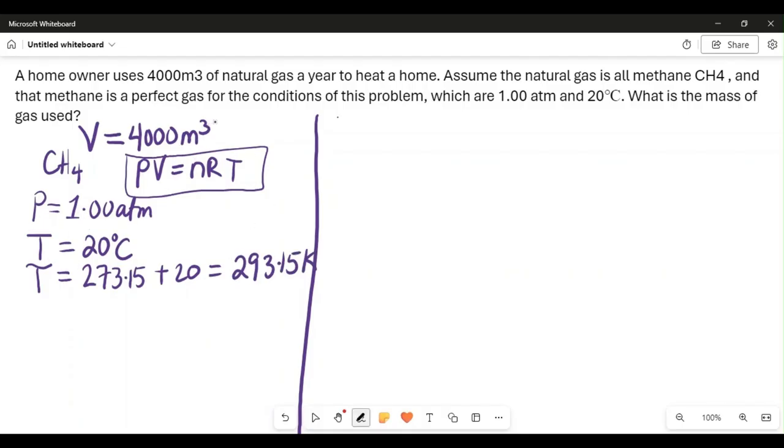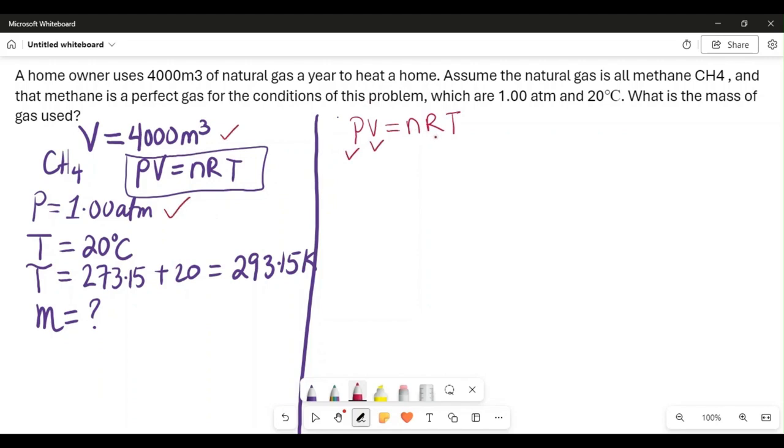Now, we're told, what is the mass of gas used? Well, we don't know what the mass is because that's what we're trying to solve for. Now, looking at the equation PV equals nRT, we have to observe that we've been given the pressure, which is 1 atm. We've been given the volume, which is 4,000 meter cubed. We've been given the temperature, which is 293.15 Kelvin. And we know what the gas constant is because the gas constant is a constant. So the only thing we actually do not have in this question is the number of moles. But since we're supposed to find the mass, and we don't have the number of moles, but we have the perfect gas formula, we have to first of all find the number of moles based on the parameters we have, and then use that number of moles to find the mass.